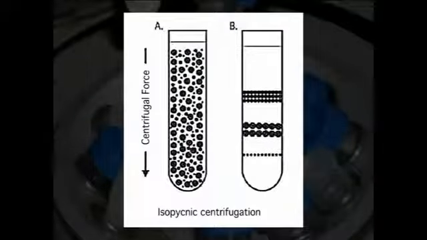In isopycnic centrifugation, the sample is uniformly mixed with the gradient material before centrifugation. After centrifugation, the particles are separated into different zones depending only on their density difference and not on their size. Higher density particles settle down, lower density particles settle at the top, and medium density particles form a band in the middle. Thus, density gradient centrifugation is not just a separation technique, but also a method of measuring densities of particles in a mixture.